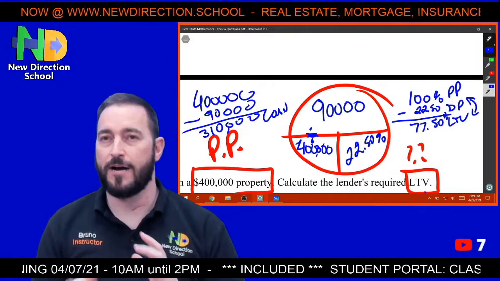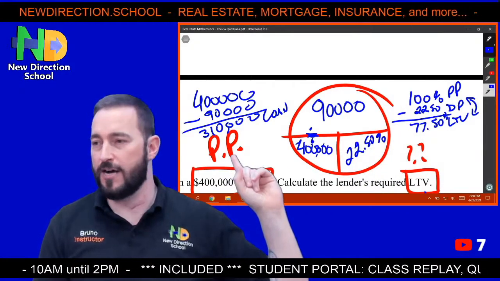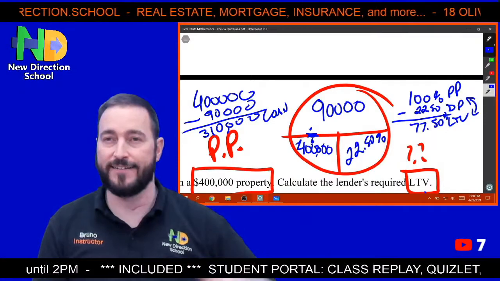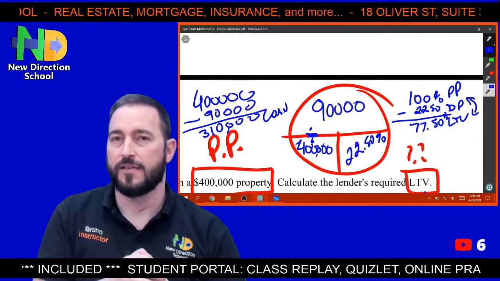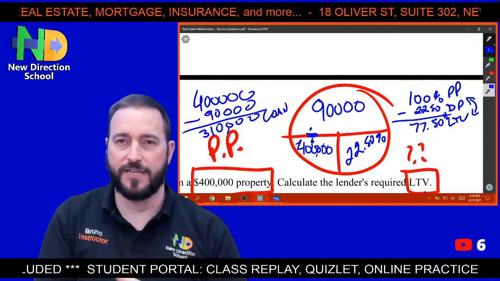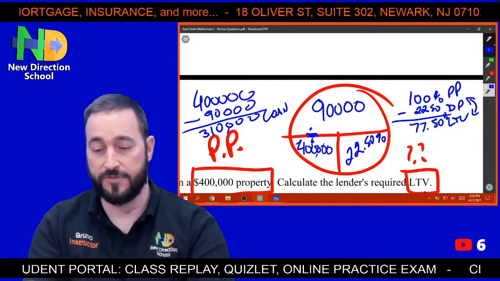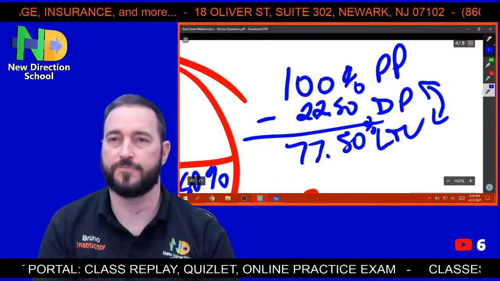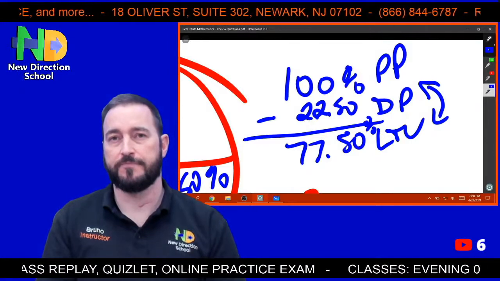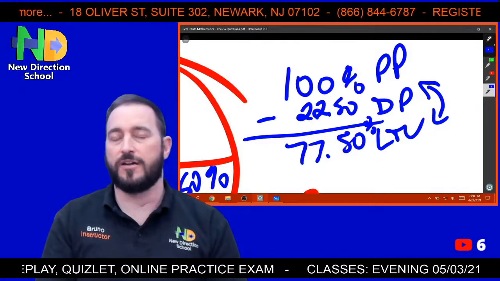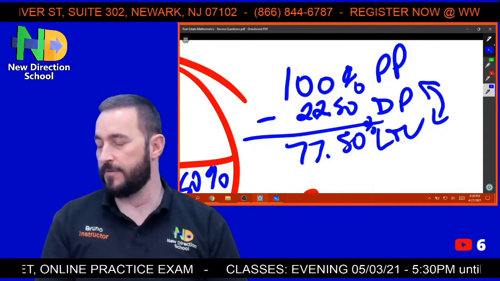If the number was a little bit more complicated, that's why I prefer to do it this way, and then 100% minus that. Instead of 400,000, if it was like 431,076, now it becomes a little more complicated to do in your head. But if you narrow it down to the percentages, 100% minus the down payment is LTV. If they gave you the LTV and want the down payment, then 100% minus LTV equals down payment.